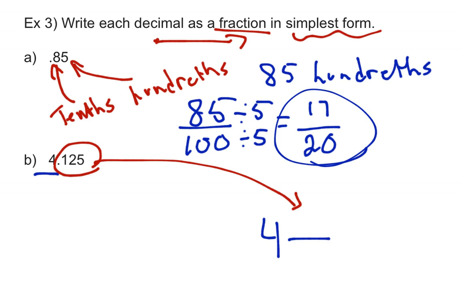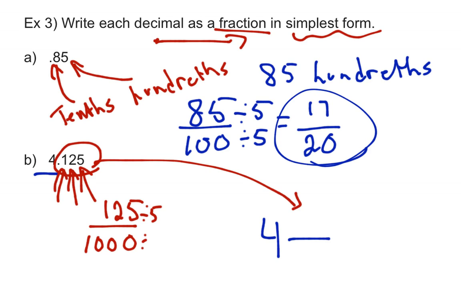Okay, you're back. So instead of saying 0.125, I know that the 1 is in the tenths, the 2 is in the hundredths, the 5 is in the thousandths, so 0.125 is really 125 thousandths. And because I know they both end in 5 or 0, I'm going to divide by 5 so I can reduce it, which gives me 25 over 200. I can divide those by 5 again.